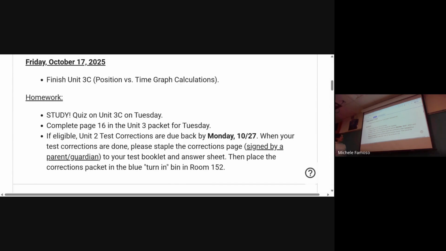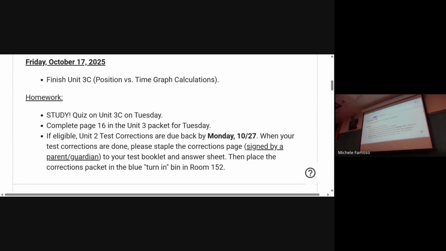I do plan to hand back your Unit 2 tests before you leave today. Those corrections are going to be due back by Monday the 27th. I'm pushing it back a little bit more than I might normally, because normally I say 1 week, Friday to Friday, but because I won't be here hopefully next Friday, I'm just going to have you give it back to me when I'm back on Monday. Okay, by the 27th, but you can just stick it right in this blue turn-in bin, and then I'll update your grade after I've checked those test corrections on Monday.